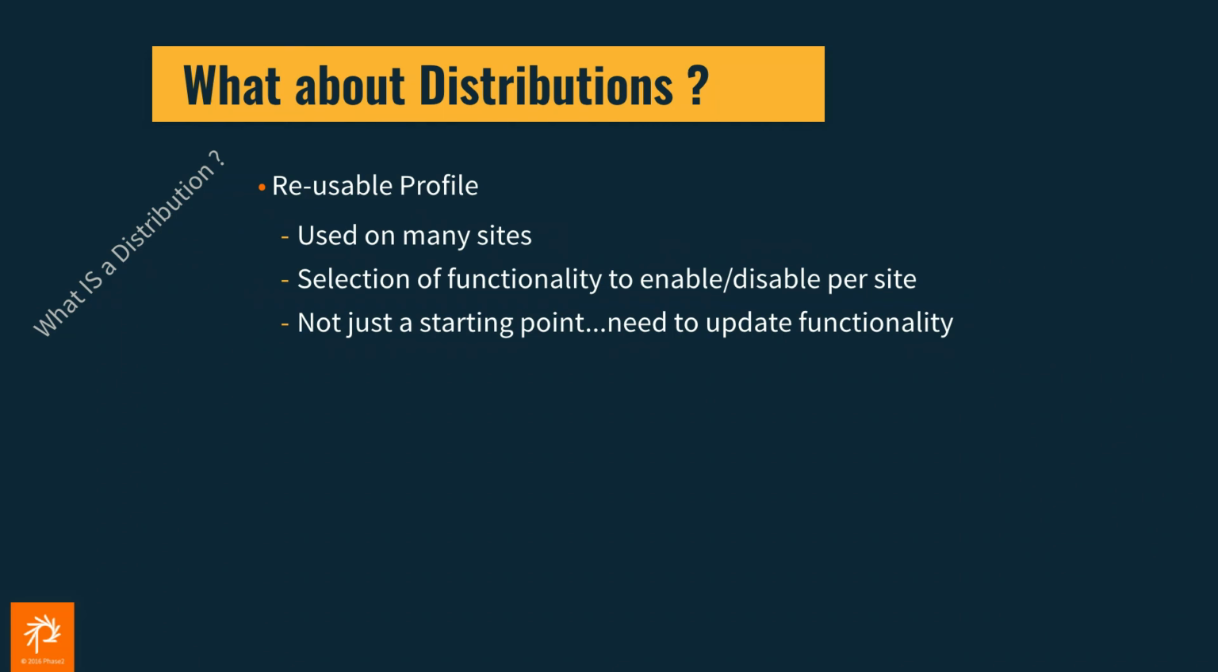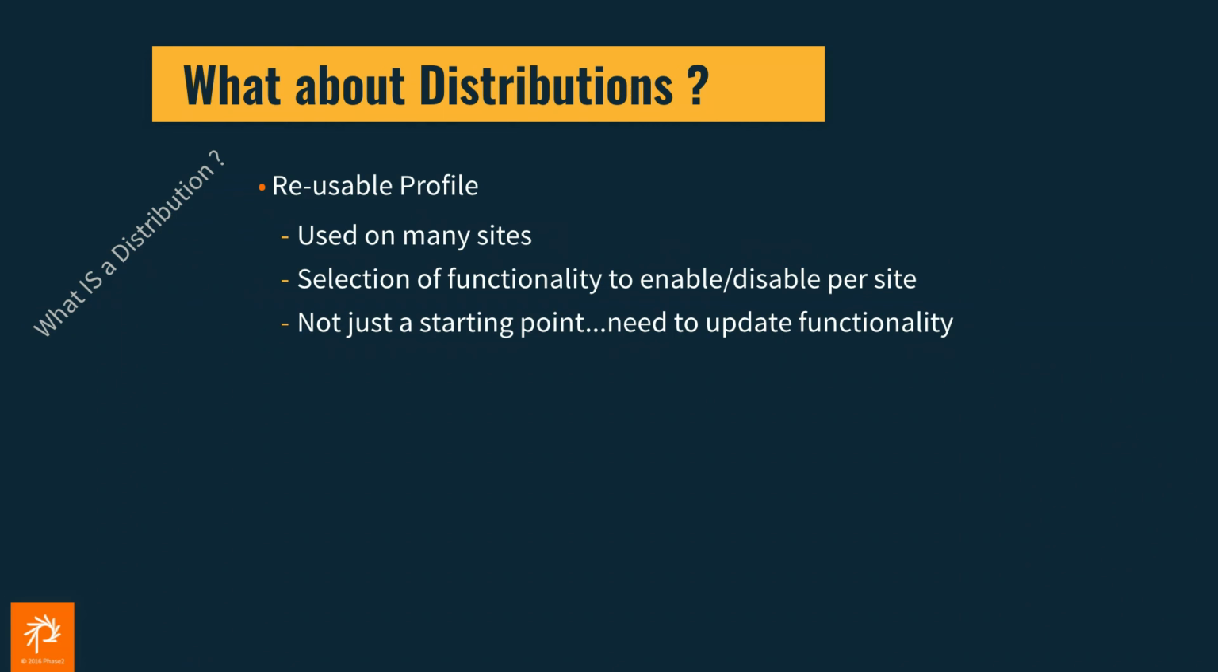Distributions are used on lots of different sites, and they have functionality that you're expected to be able to enable and disable. You know, maybe this site doesn't need the news, you know, the press release feature, but this site does. Maybe this one needs a blog and this one doesn't. Like, you have these pieces of functionality that you're expecting your sites to be able to turn on and off. And we've used features for that in the past. The other important distinction with a distribution is a distribution tends to not just be a starting point, but it's something you expect to update over time.